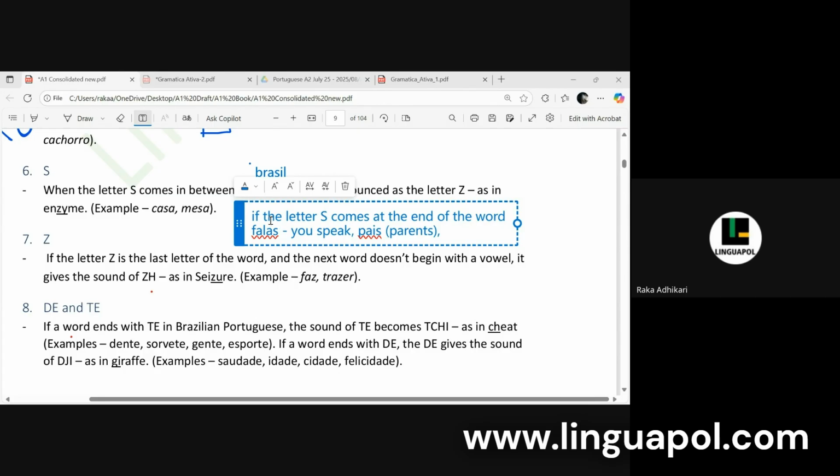Similarly, let's see more words like the word for two, dois. Okay. Then mais. Mais means more. Then depois. Depois means after. Then we have the word for month. Month is called mês. It comes with an accent, mês.